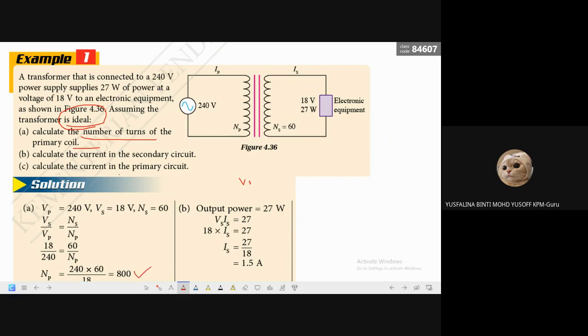Then for the current in the secondary circuit, we use VsIs = VpIp. And the current in the primary circuit, we can use this one because we already know the current in the secondary circuit. So of course we can find the current in the primary circuit by using this formula. All the info is already given, but remember, for the efficiency, use power, don't use voltage.